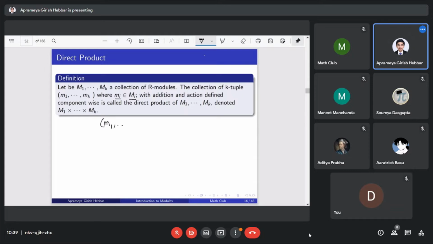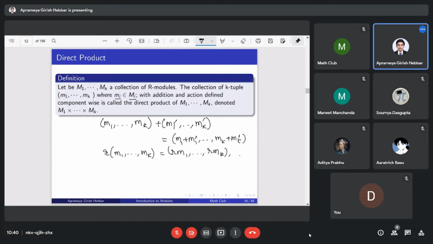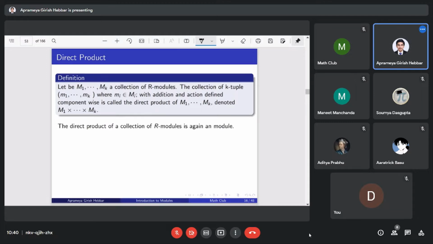So (m1, up to mk) plus (m1', up to mk') is defined in this module as (m1 plus m1', up to mk plus mk'). Similarly, r times (m1, up to mk) is defined as (rm1, up to rmk). So this makes M1 cross M2 cross up to Mk a module. The direct product of a collection of modules is again a module. You can verify the three axioms, and it will satisfy them.